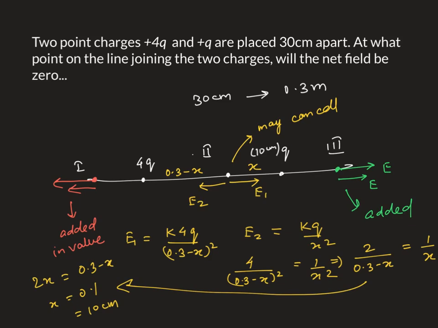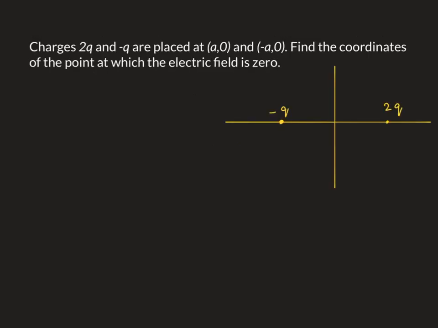Moving on to the next problem. It is a bit more difficult one. So let's see. Charges 2q and minus q are placed at, where is 2q placed? 2q is placed at a comma 0, and minus q is placed at minus a comma 0. Find the coordinates of the point at which the electric field is 0.